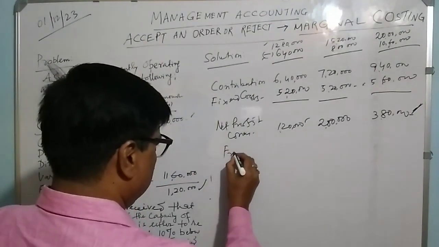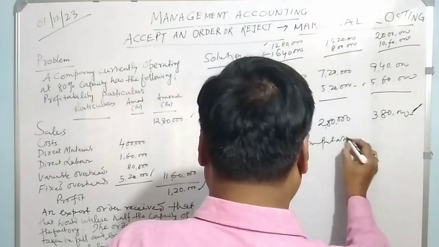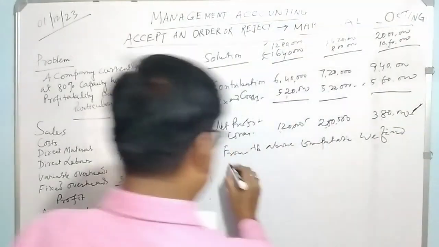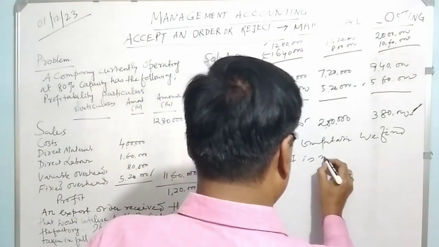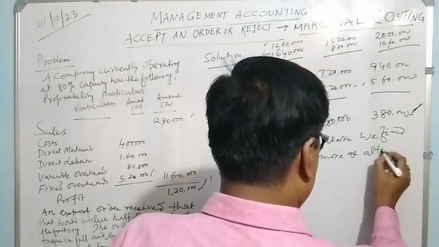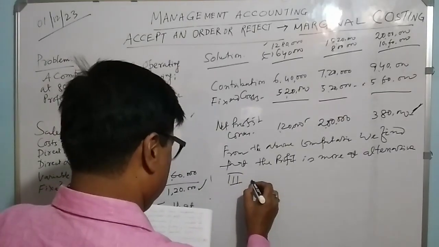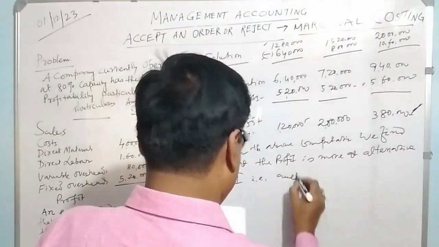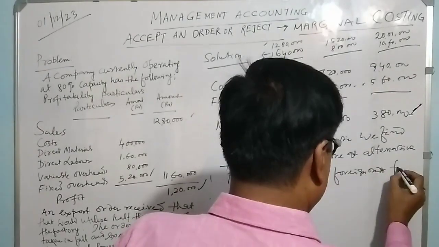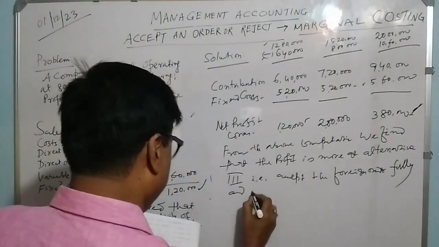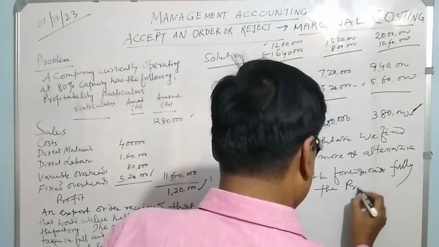Thereby we can conclude that from the above computations, we find that the profit is more at alternative 3, that is, accept the foreign order fully and maintain the present domestic sales.